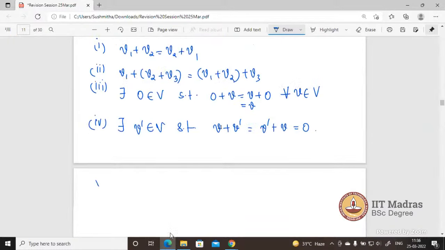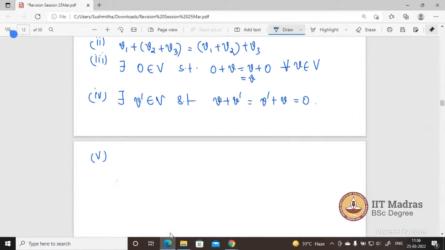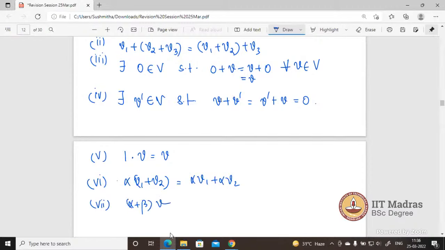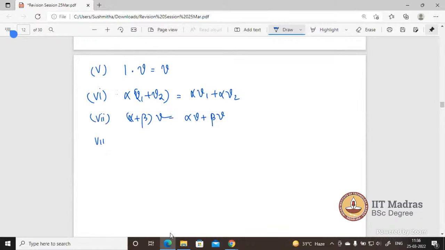And then with respect to scalar multiplication, what are the conditions? Alpha into (V1 plus V2) is equal to alpha V1 plus alpha V2, and 1 into V equal to V, of course. And alpha plus beta into V is alpha V plus beta V, and then alpha into beta V is alpha beta V. You can do the addition, scalar multiplication. This is the distributive property of addition.